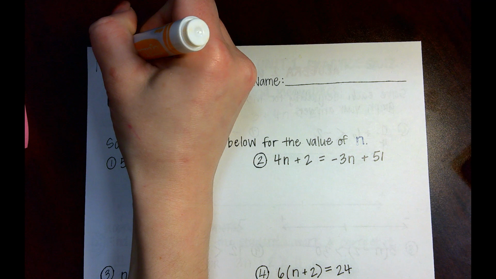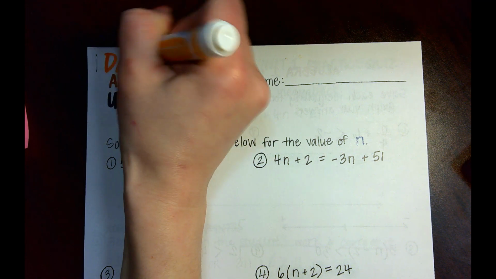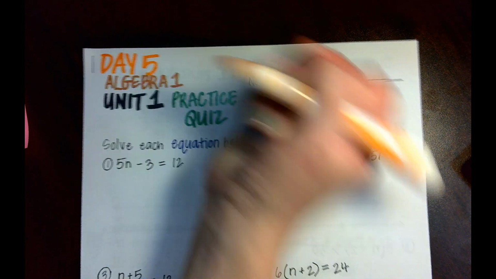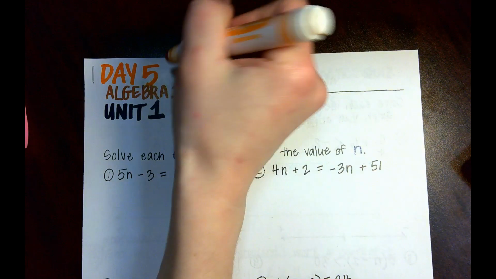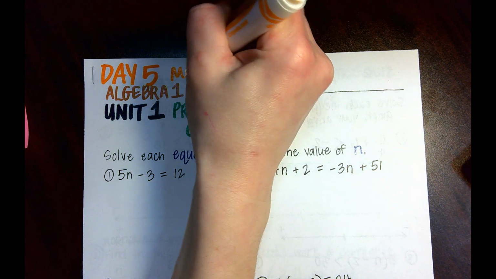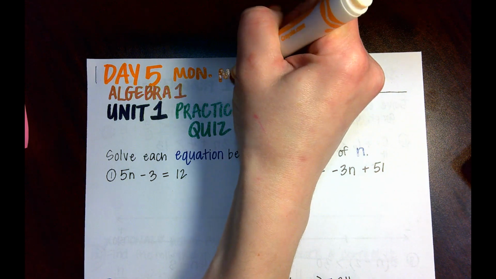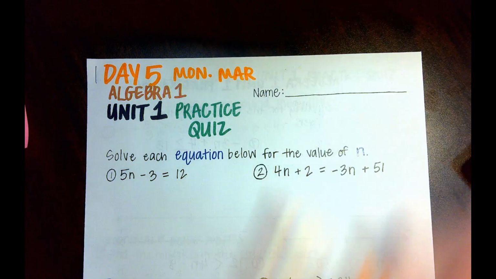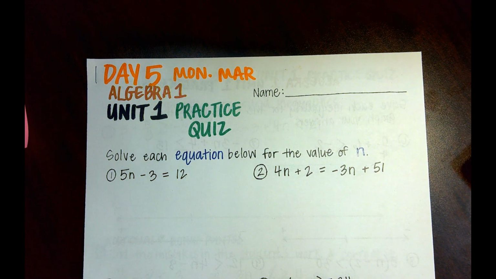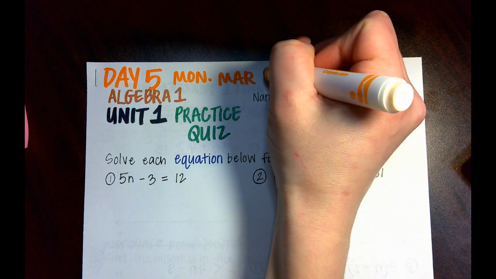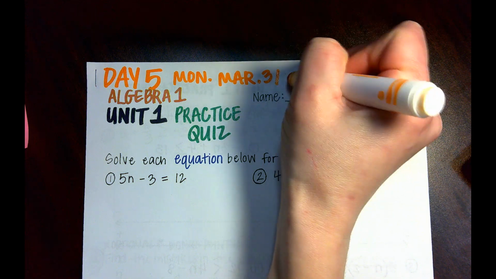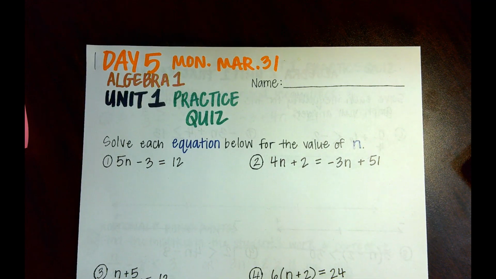So today is day 5, and it is Monday, March. Angel, we are doing a practice quiz if you want to grab one once you're settled. It's Monday, March 31st. Almost April. Crazy. Let me mark that you're here before I forget.